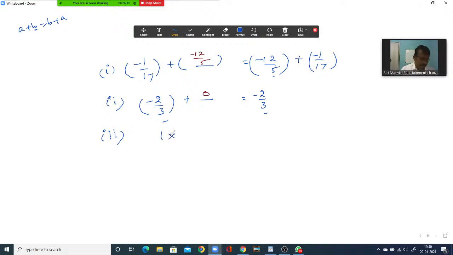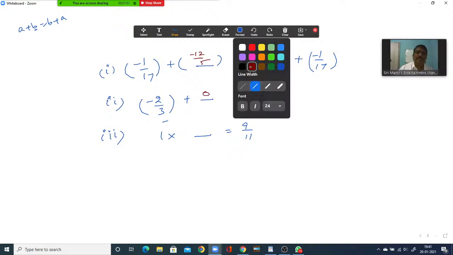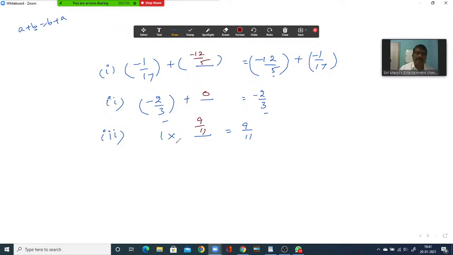1 into dash is equal to 9 by 11. So in rational numbers, in the multiplicative identity law, when we multiply 1 by a number, we get the same number. So that's why we can write 9 by 11 in this dash. Okay.